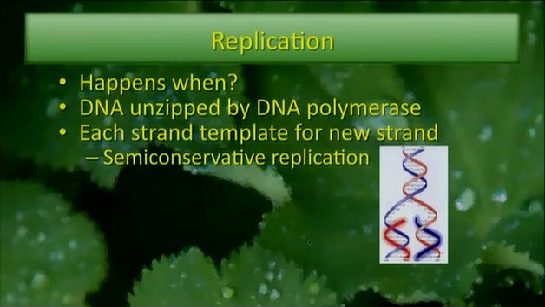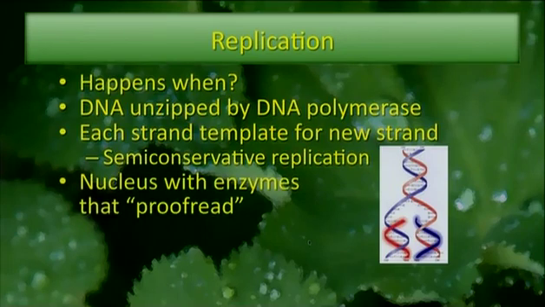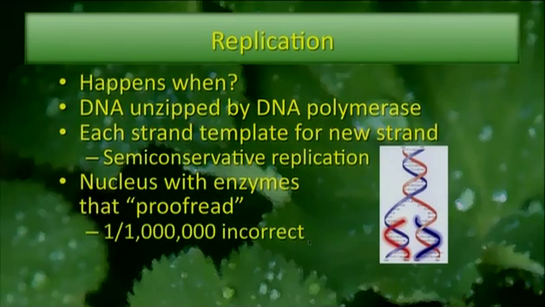Now the nucleus has enzymes that detect and correct mistakes, that proofread the new DNA. They'll correct mistakes such as G pairing with A or T pairing with C, but still, about 1 in 1 million bases are incorrect when DNA is replicated. 1 in a million.